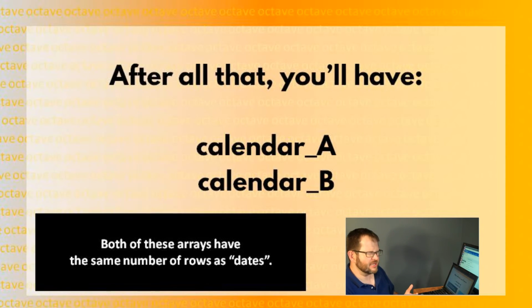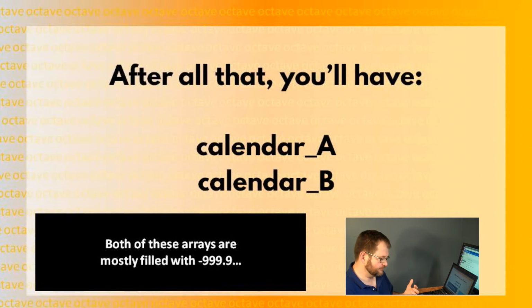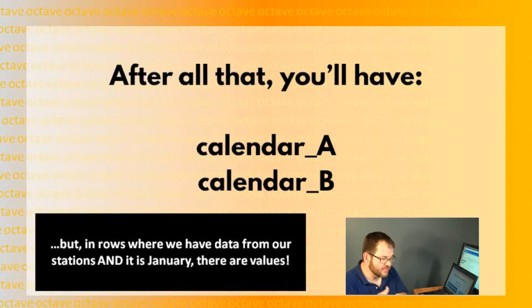It's got 3,651 rows in it. And practically all of those rows are just equal to negative 999.9. Because most of them are February's, March's, April's, anything but January. And some of the ones in January are negative 99 because they're missing. But in some of the rows, we have data from both stations, and it is January. So some of those rows, there is a value in calendar A, and there is a value in calendar B. That's the ones we want.